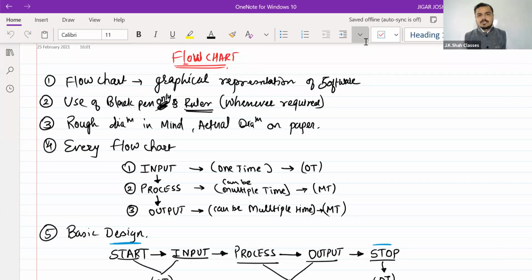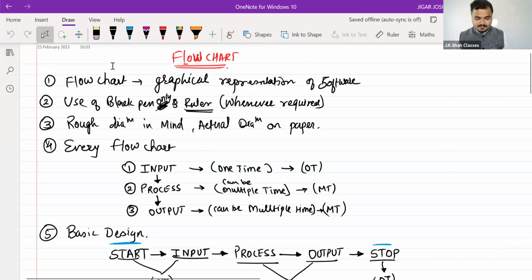The first one is a flowchart. We know very well it's nothing but a graphical representation of software. Second most important thing, the entire flowchart can be made only and only by using a black pen and scale wherever possible. Do you agree with me? Third, we always prepare the rough diagram in the mind, and the actual diagram will be made on a piece of paper. Yes or no?